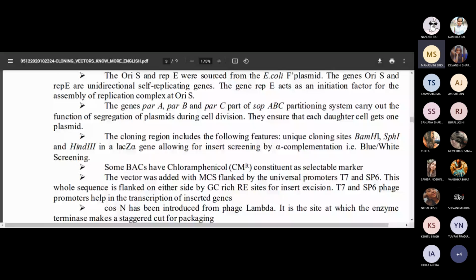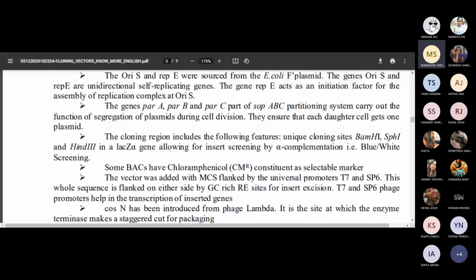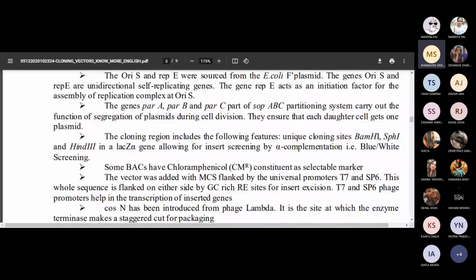The cloning region includes the following features: unique cloning sites BamHI, SphI, and HindIII in a lacZ alpha gene, allowing for insert screening by alpha complementation, that is, blue white screening. Some vectors have a chloramphenicol resistance gene as a selectable marker. The vector was added with an MCS flanked by universal promoters T7 and SP6. This whole sequence is flanked on either side by GC-rich RE sites for insert excision. T7 and SP6 phage promoters help in the transcription of inserted genes.